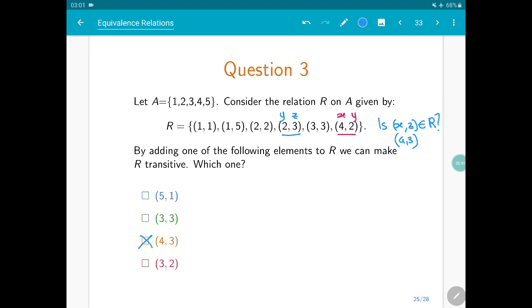And then you can check actually, okay, (3,3), this was very stupid for putting it there, it is already there. But you can check that adding (5,1) will not make it transitive, and neither (3,2). And with that element, (4,3), your relation becomes transitive, okay?